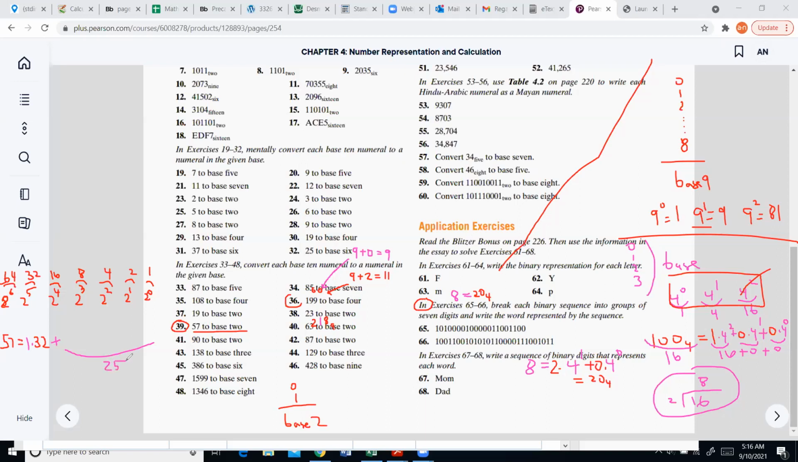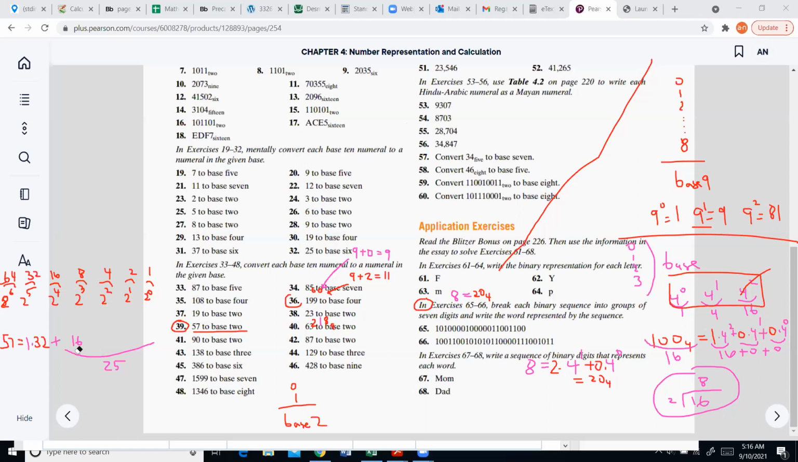So you can break your 57 as 32 plus 25. Now your goal is to write the remaining part, which is 25, with powers of 2. And you notice that there is one 16 that fits in 25. So for 25, we have 1.